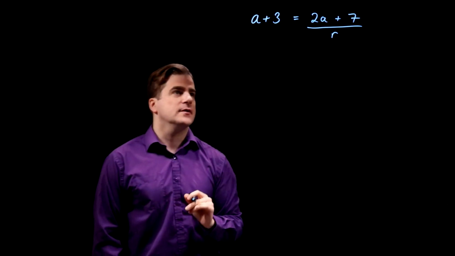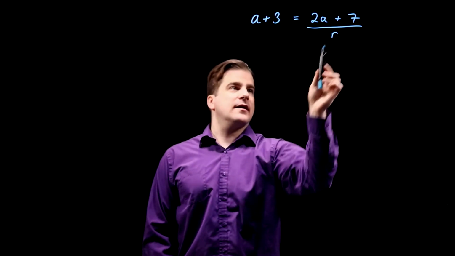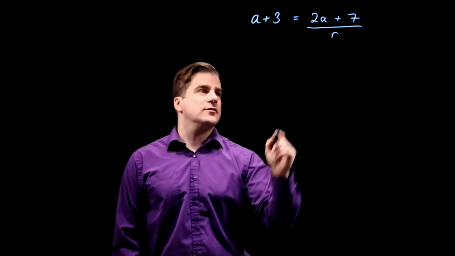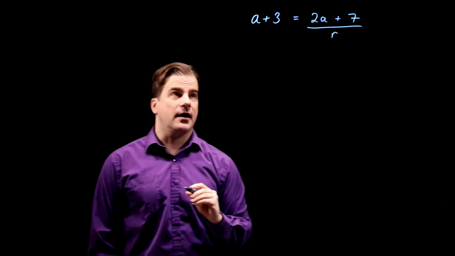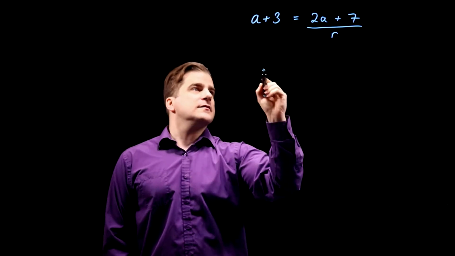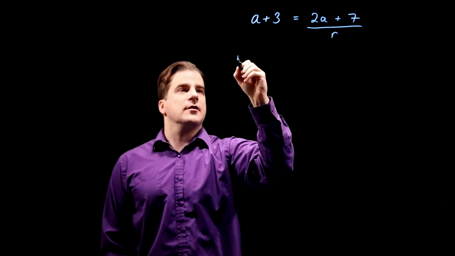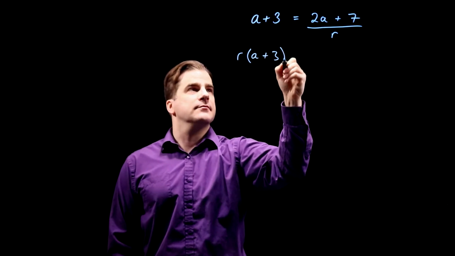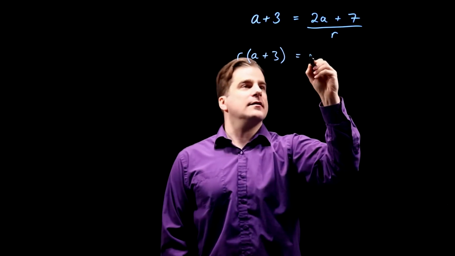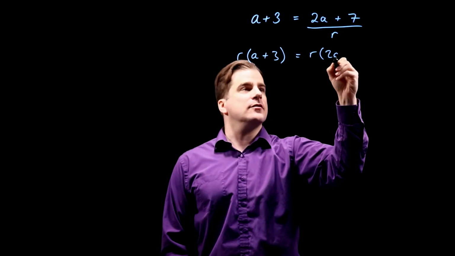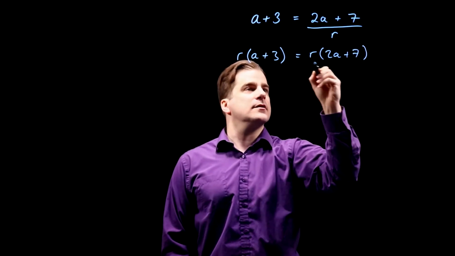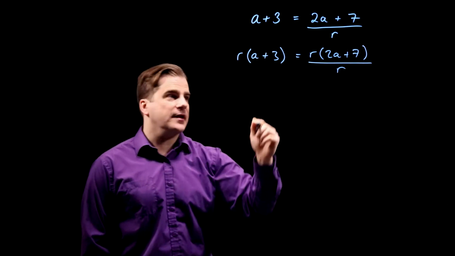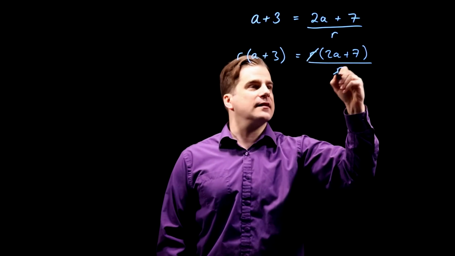So let's do that. Right, first thing to do, let's get the r off the bottom, get everything on top. That's always a good way to start. So to do that, we multiply both sides by r. Multiply this side by r, it's r times a plus 3. And this side, it's r times everything on the top, 2a plus 7, all over r, that r there, okay? And the reason we did that is to get the r's to cancel there.